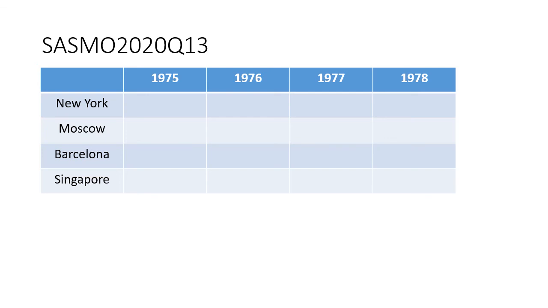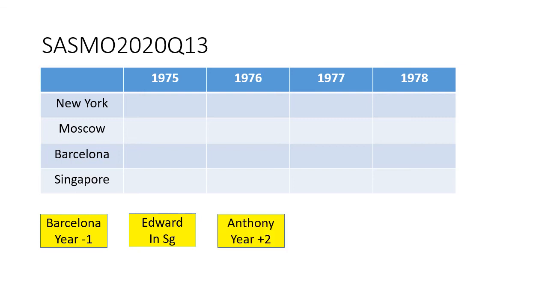So using the clues that we've gathered so far, let's construct a table. The columns will represent the birth years, while the rows represent the cities that they were born in. We know that Edward is born in Singapore. We know that the person born in Barcelona is 1 year earlier. And we know that Anthony is 2 years later. But that must also mean that Anthony is 3 years after the person born in Barcelona. That must mean that for the 3 years age gap, there's only one possibility.